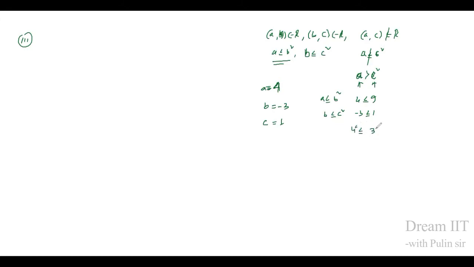Because 4 means A, not less than 3. 1. This 1 is C square. So this is not true. So that is a contradiction. So we can write for only one example directly we are taking E equal to 4. Many more are there. I am taking only one. You can say the same step I am writing here.